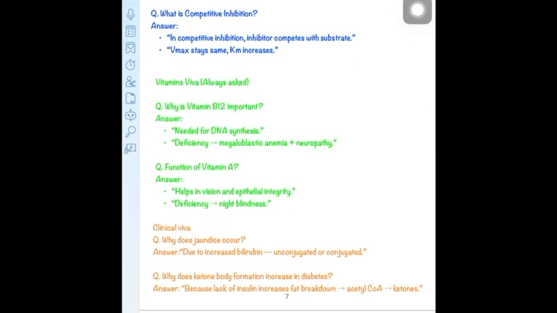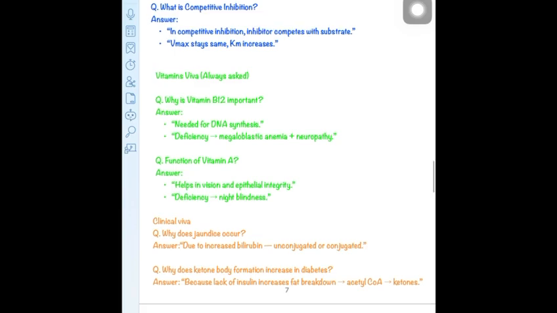Then vitamins are mostly always asked in any biochemistry part. So you have to remember them very thoroughly. Why is vitamin B12 very important? Needed for DNA synthesis, deficiency can cause megaloblastic anemia and neuropathy. What are the functions of vitamin A? Helps in vision and epithelial integrity. Deficiency can cause night blindness. In night blindness, deficiency of vitamin A is seen.